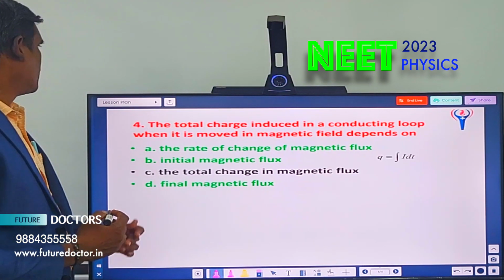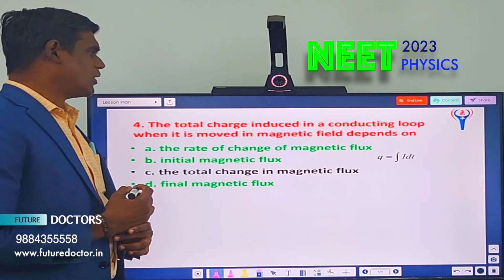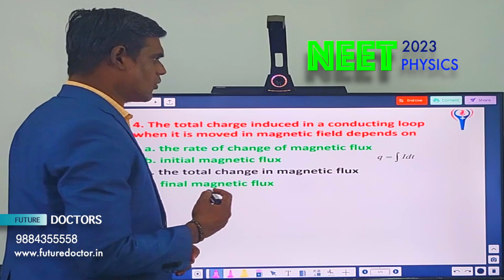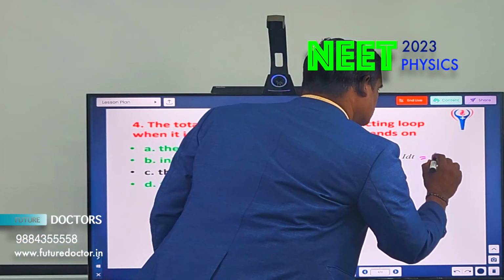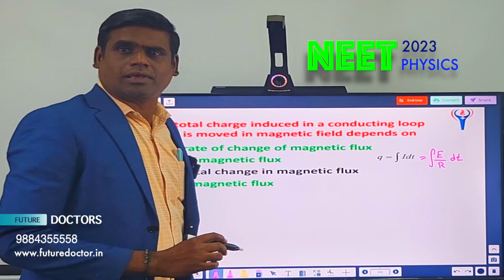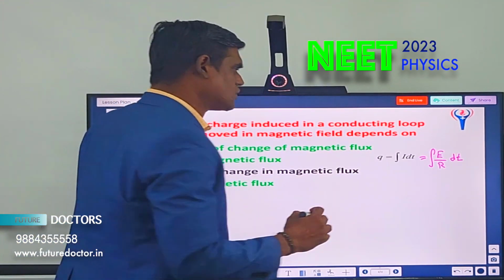Question number 4. Total charge induced in a conducting loop when it is moving in a magnetic field depends on dash. Q equal to integral I dt. That we know, formula. And I equal to E by R. So integral E by R into dt. And E equal to d phi by dt, that is the rate of change of magnetic flux.